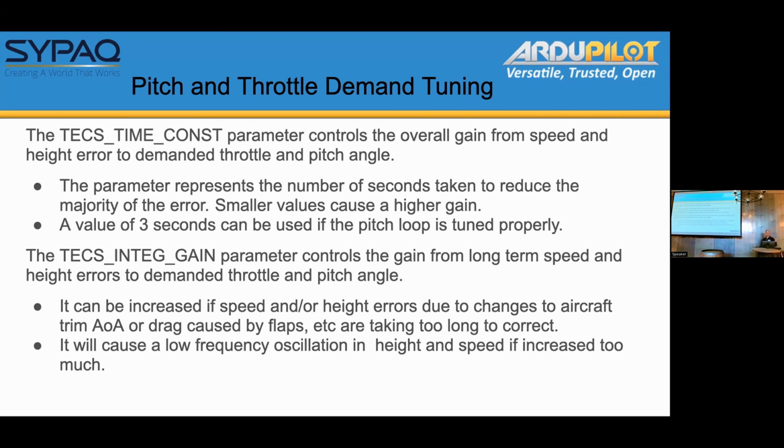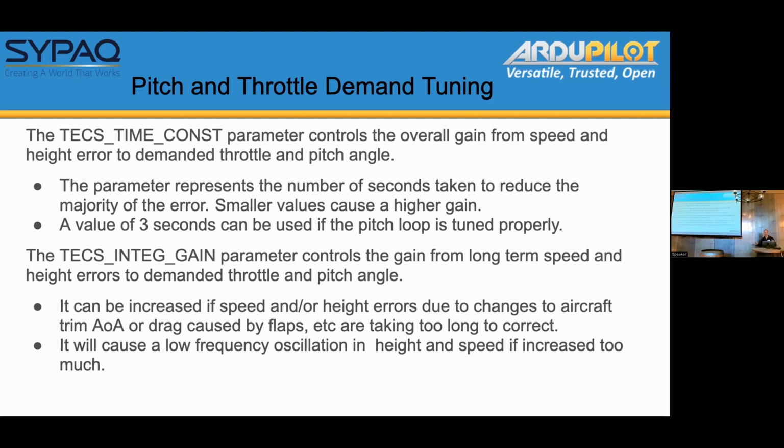There's a global parameter on TECS which controls how aggressively TECS tracks and controls the speed and height error. That's called the TECS time constant. If you've calibrated the throttle and climb rate mapping correctly, that does correspond to the number of seconds required to remove the majority of a height or a speed error. Now, the default value is 5 seconds.